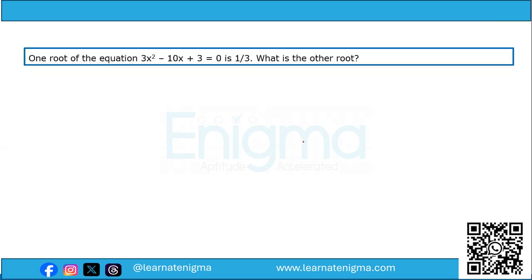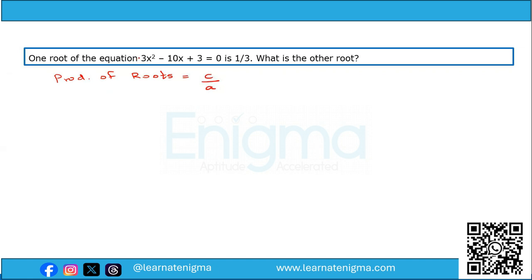One root of the equation 3x² − 10x + 3 = 0 is 1/3. What is the other root? Now, we know the formula: product of roots is equal to c/a.